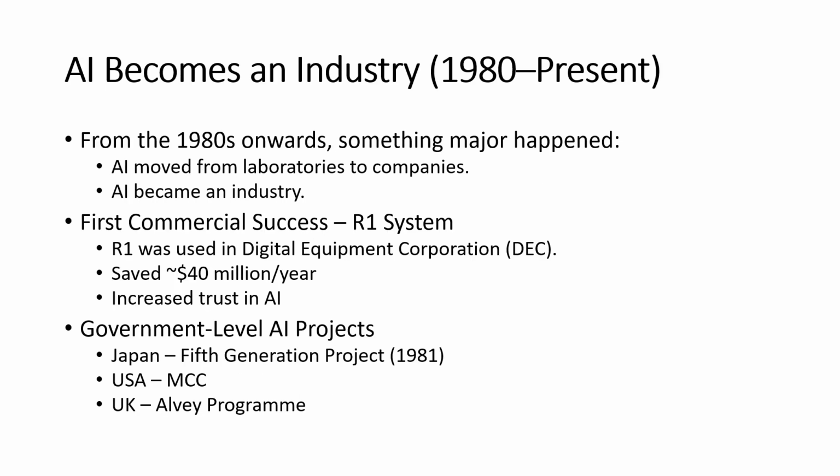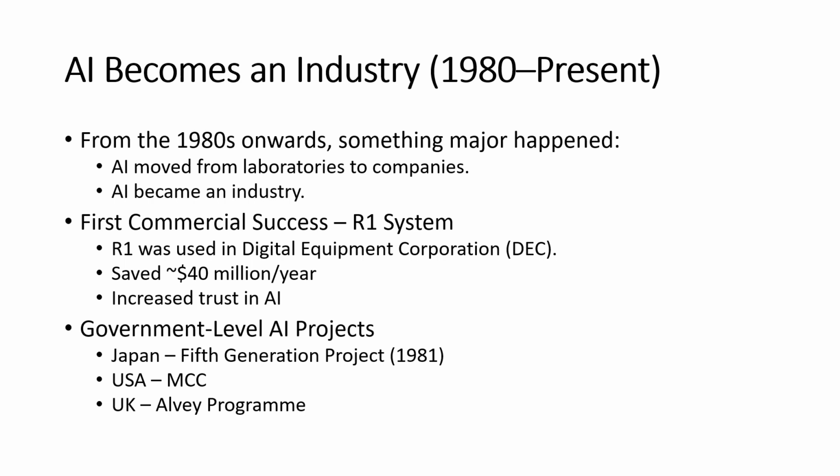Next is AI becomes an industry from 1980 onwards. From the 1980s onwards, something major happened. AI moved from laboratories to companies. That means till the 1970s, artificial intelligence was mainly a research topic in universities. From the 1980s, AI moved out of labs and entered companies.